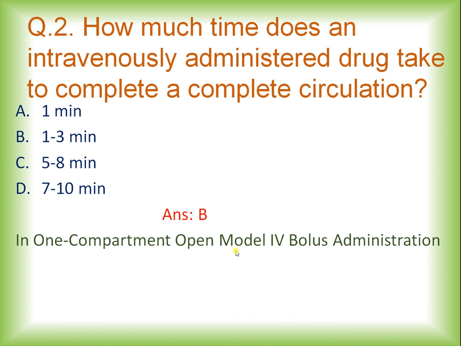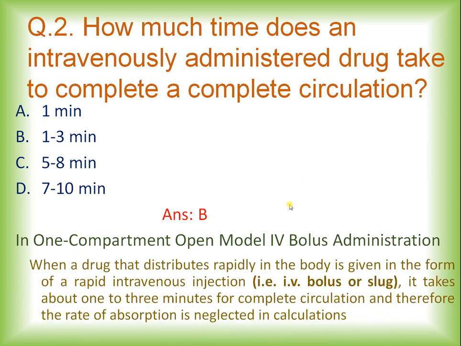So in one compartment open model IV bolus administration, whenever a drug rapidly distributes in the body, it is given in the form of a rapid IV injection. So this injection is called IV bolus or slug. It takes about 1 to 3 minutes for complete circulation, and therefore the rate of absorption is negligible in the calculation. So one compartment open model IV bolus is also known by another name, that is slug.